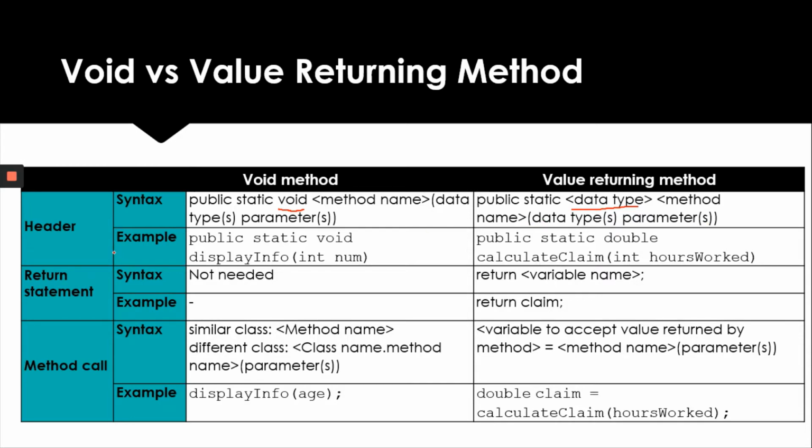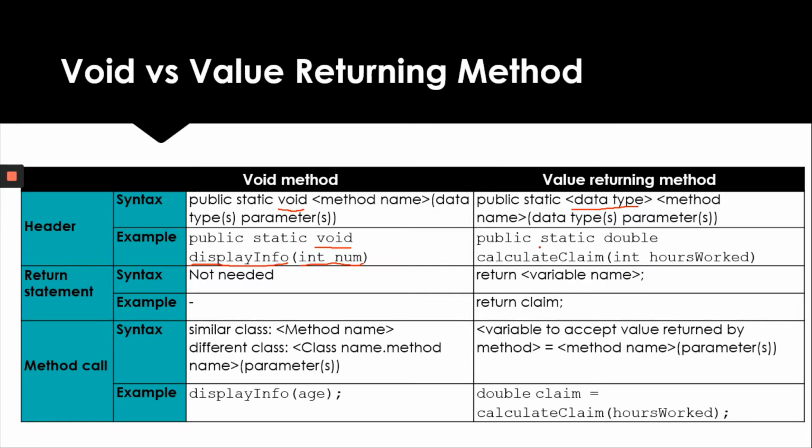If we see the example here, we have public static void displayInfo, and inside the brackets we have int num. This means it is a void method and it is accepting one integer variable, and the integer variable is named num. Our method name is displayInfo. Okay, that is an example of a void method header.